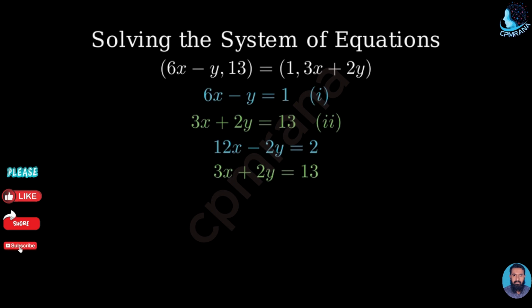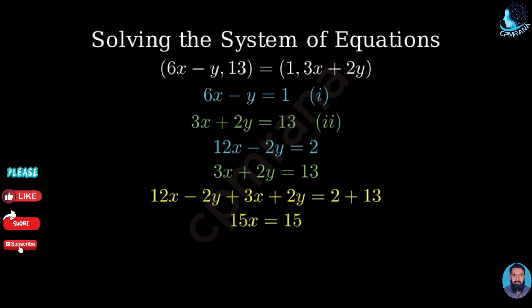Now, we will add these two equations together. This yields 12x minus 2y plus 3x plus 2y equals 2 plus 13. Simplifying this, we find 15x equals 15. Dividing both sides by 15 gives us x equals 15 over 15. Thus, we find x equals 1.